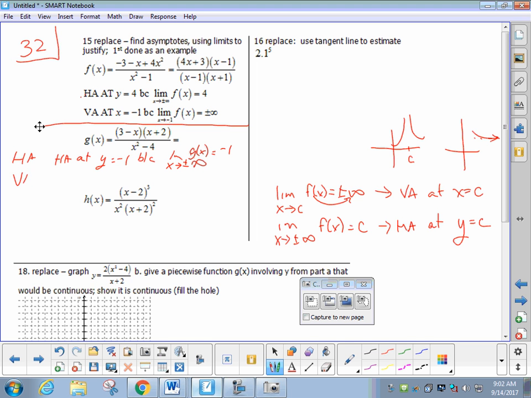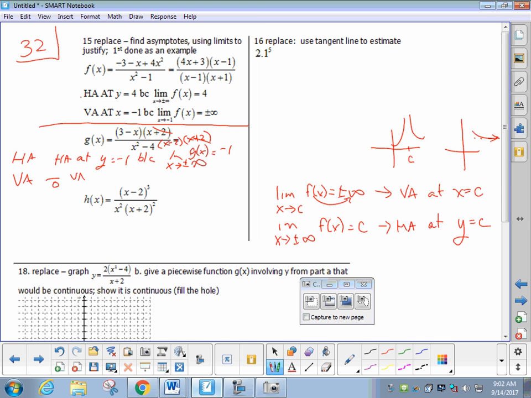Vertical asymptote is where, instead of looking at end behavior, I look for zeros in the denominator. Are there 1 or 2? There are 2 zeros, but are there 2 asymptotes? If it's 0 over 0, is that an asymptote? No, that's a hole. So how many asymptotes are there? 1. There's 1 vertical asymptote.